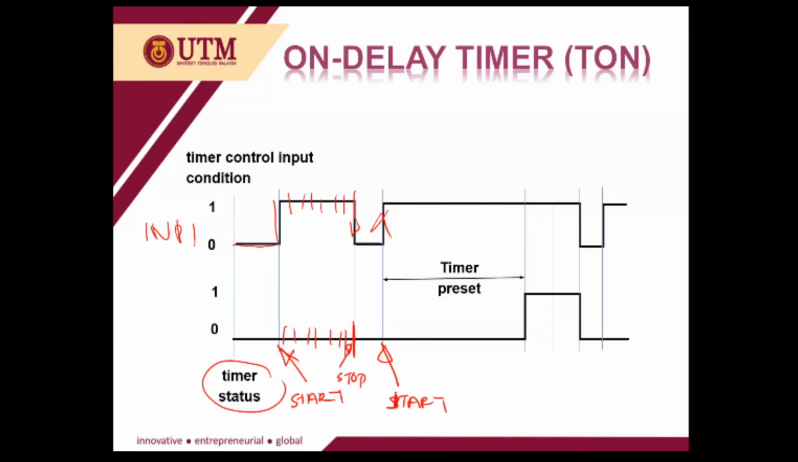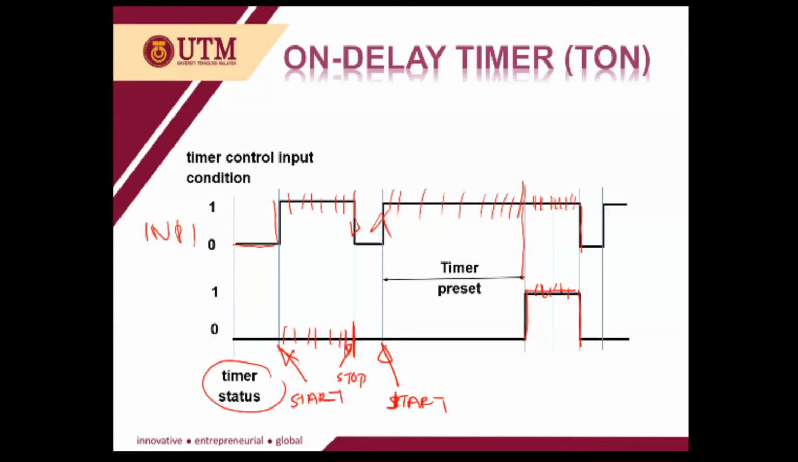Okay, and then it starts counting 1, 2, 3, 4, 5, 6, 7, 8, 9, 10. At 10 seconds, only then will the timer produce its output, or change its state from 0 to 1. Okay, from inactive to active, from open to close. Then it will maintain high as long as your input is high. You release your input, the output of your timer will also stop.